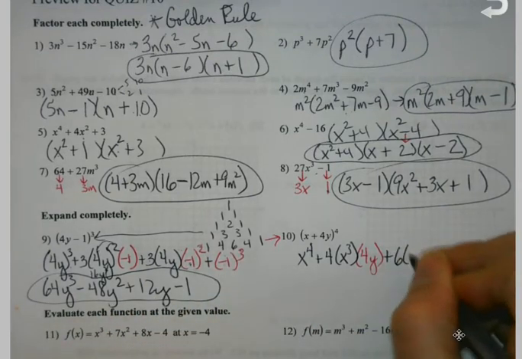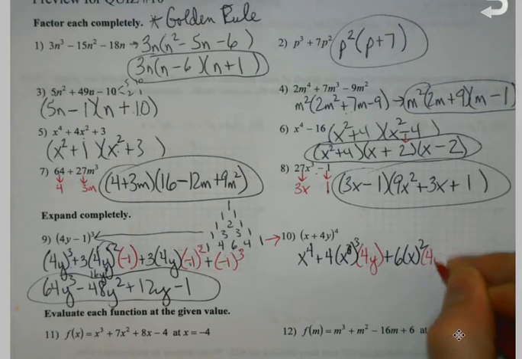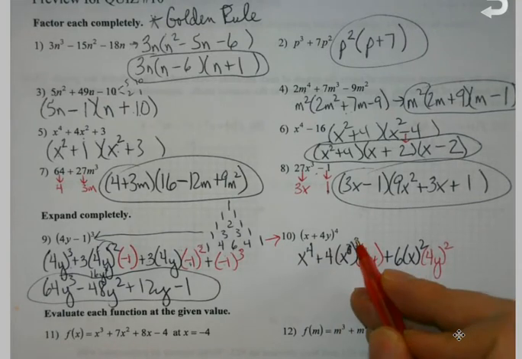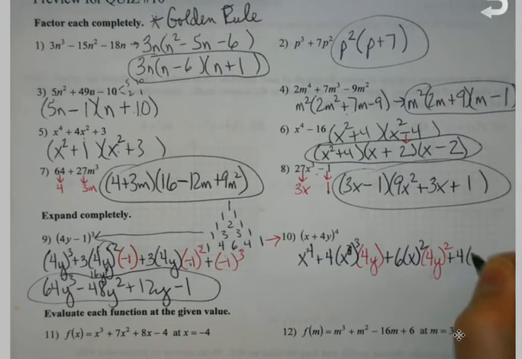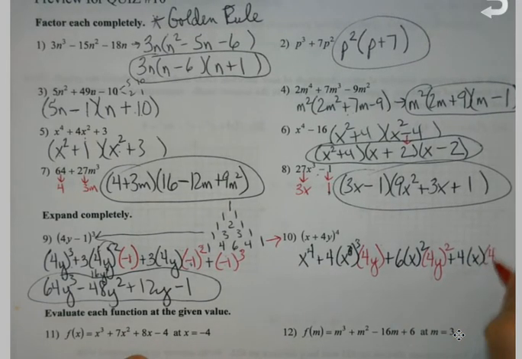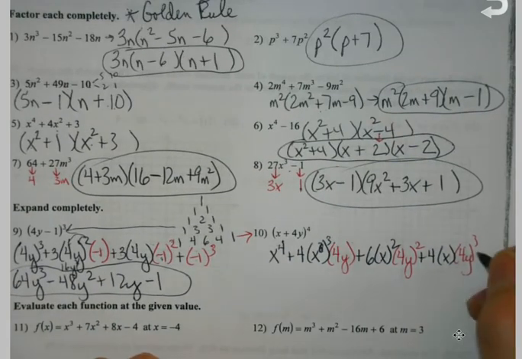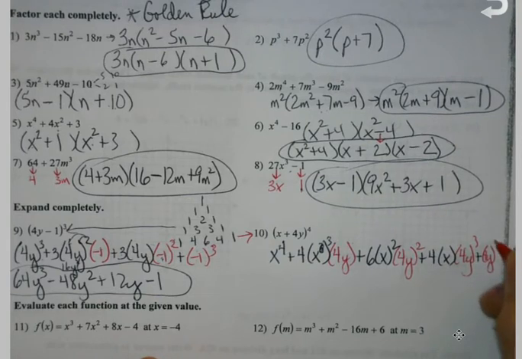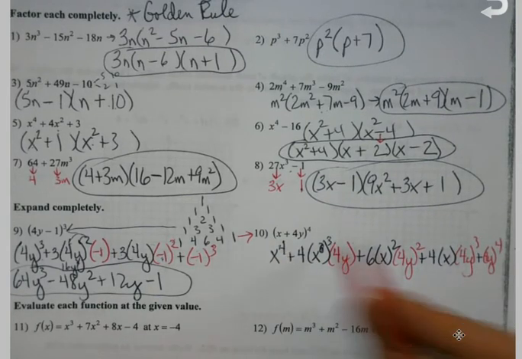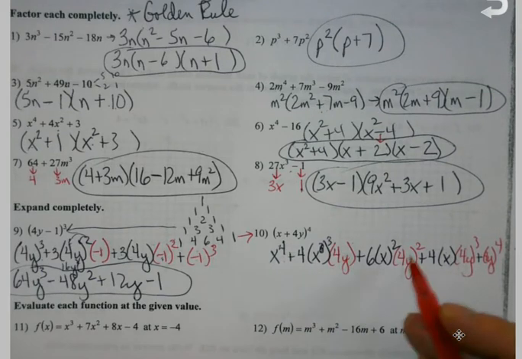Plus 6x. Oops, that should have been out here. 4. 3 and 1 is 4. 2 and 2 is 4. 4x y cubed, we are not going to run out of room, plus 4y to the fourth. 4, 3, 2, 1, 0, and 0, 1, 2, 3, 4.